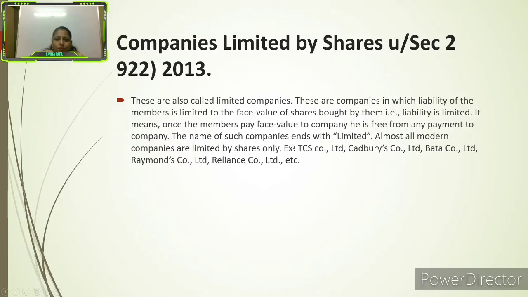The name of such companies ends with limited. Almost all modern companies are limited by shares only.